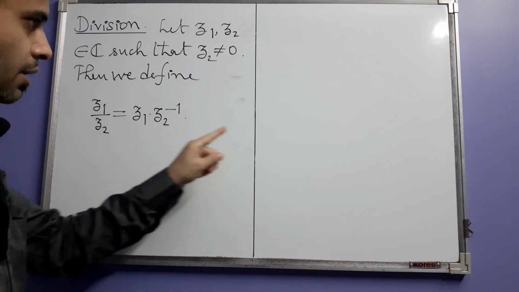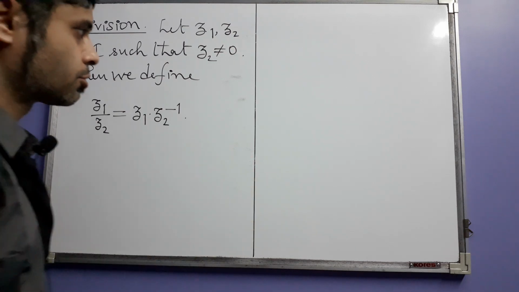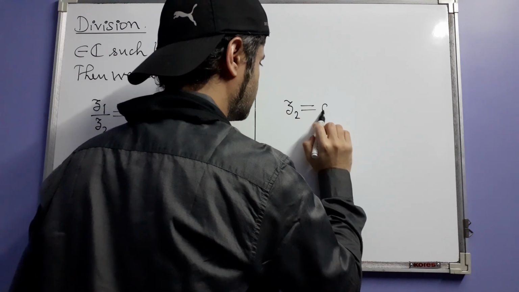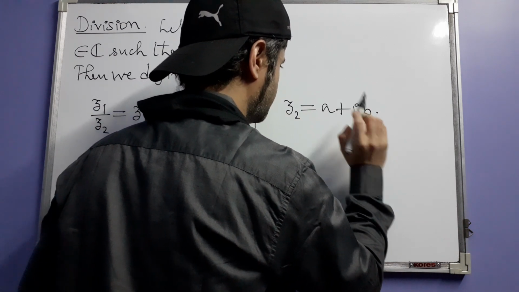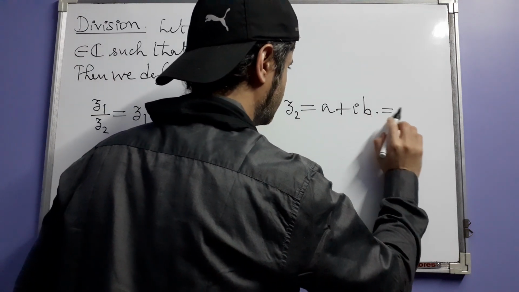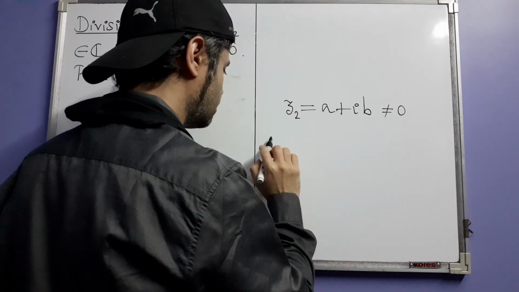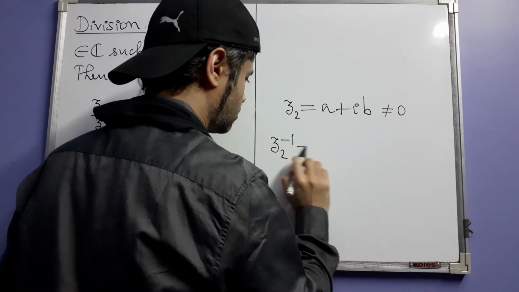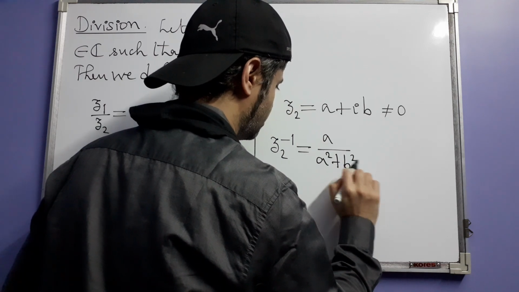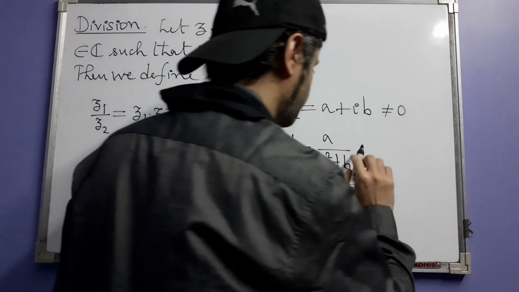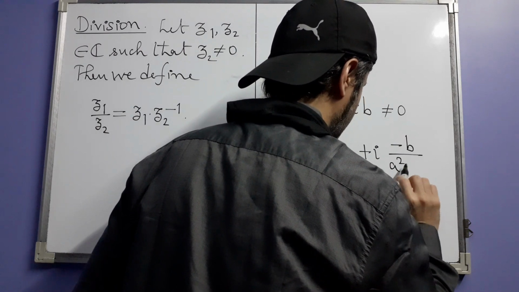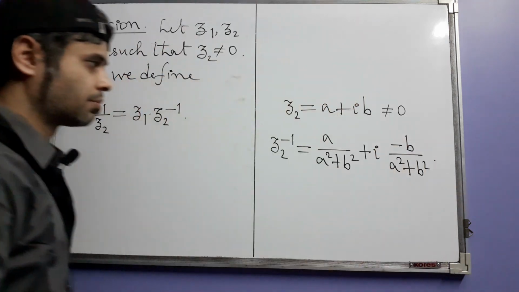And this, if you recall, we have already shown what this one is. If Z2, for example, is A plus iB, where A and B are real numbers and this is non-zero, then Z2 inverse is this complex number: A divided by A square plus B square, plus i times minus B divided by A square plus B square.